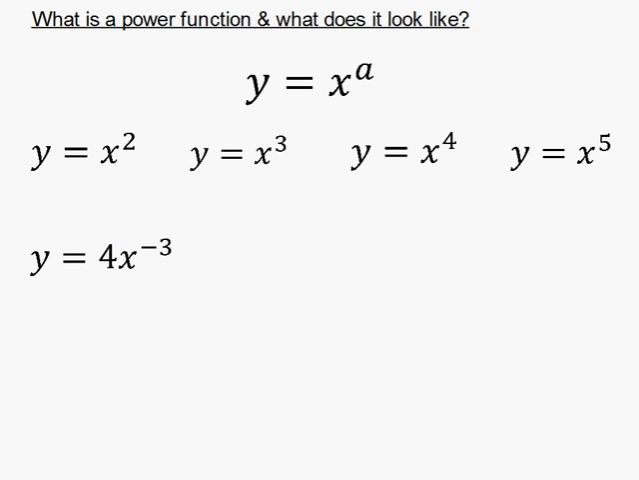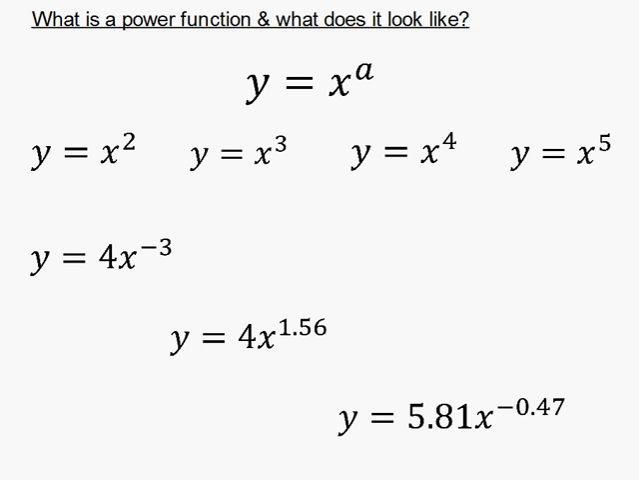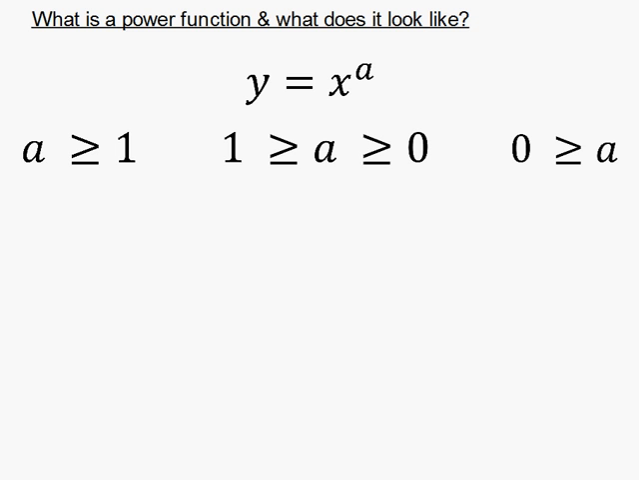And of course, it's going to get a little bit more complicated because we can use decimals for the exponent. We can also use decimals for the coefficient. And so we're going to get something that looks kind of like this. A lot of people aren't quite sure what that looks like. So there are different ranges, different behaviors for each range, depending on whether the exponent is bigger than or equal to 1, between 1 and 0, or less than 0. These are, of course, the negatives.